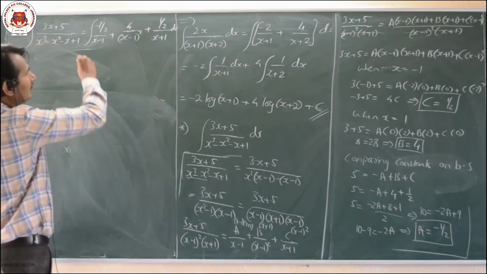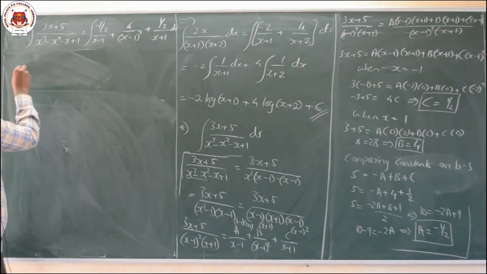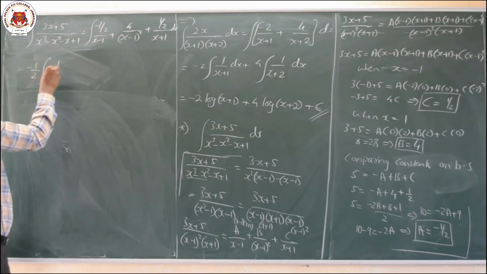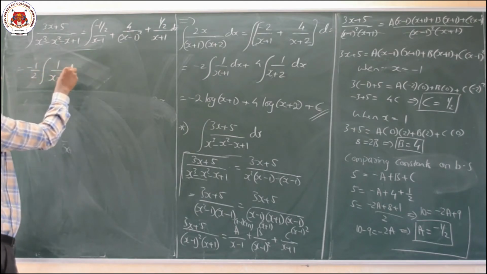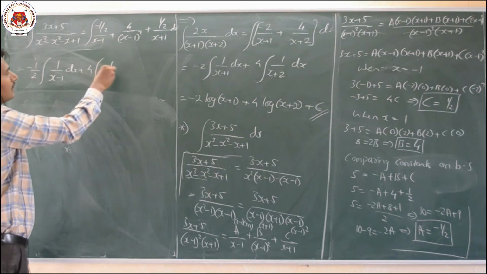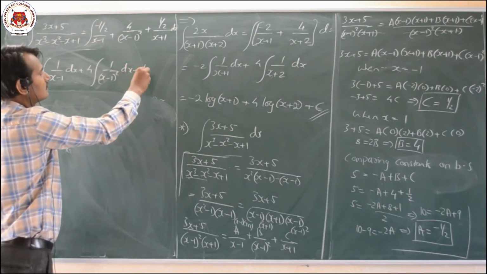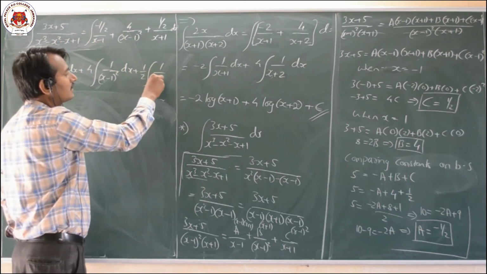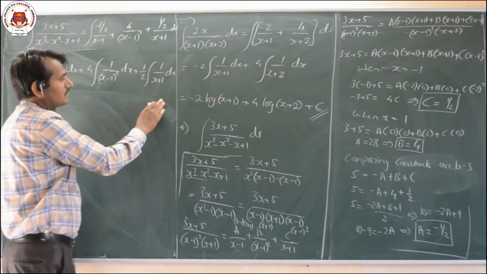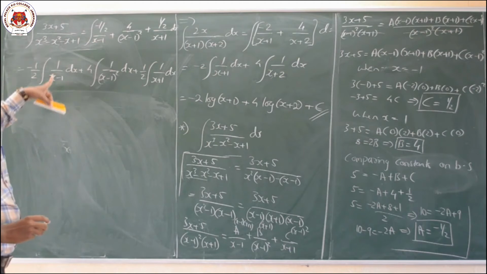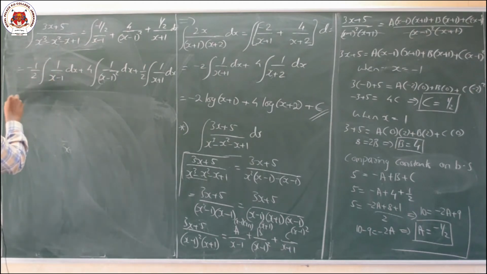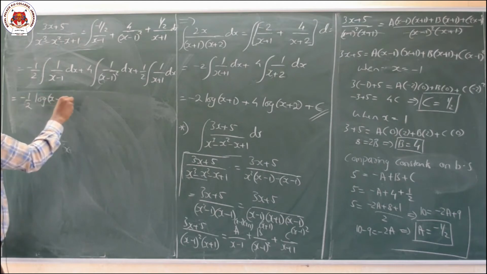Now we have to integrate this whole thing separately, which is equal to minus 1 by 2 integration of 1 divided by x minus 1 dx, plus 4 into integration of 1 divided by x minus 1 whole square dx, plus 1 by 2 integration of 1 divided by x plus 1 dx. Now here, what is the integration of 1 divided by x minus 1? That is nothing but log of x minus 1, with the factor minus 1 by 2.